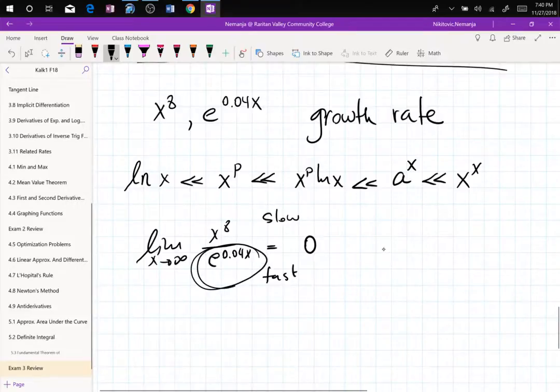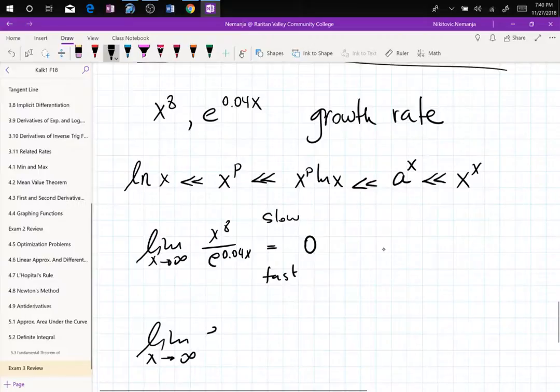Because these numbers are going to become huge, these numbers are going to go at a much slower rate, so you will be dividing it. But we can also say the limit as x goes to infinity of e to the 0.04x divided by x to the 8. In this case, it would be positive infinity.